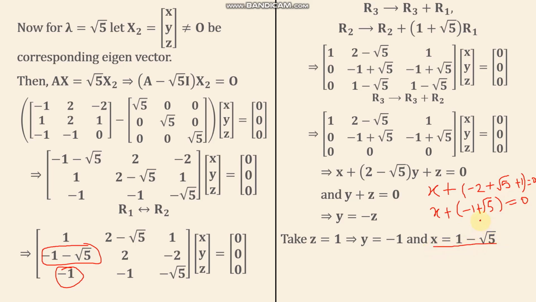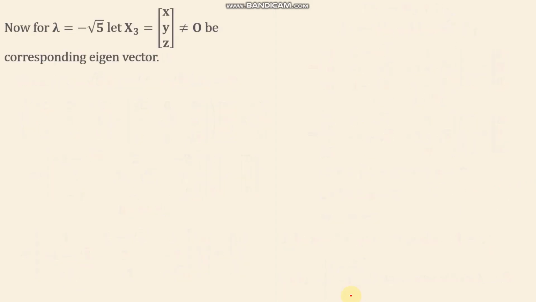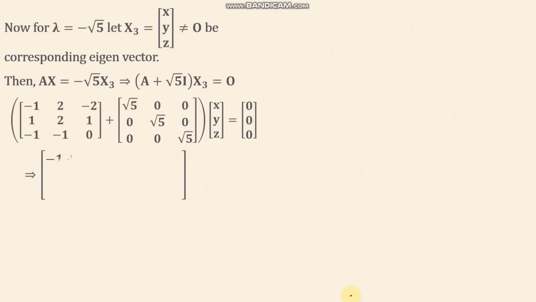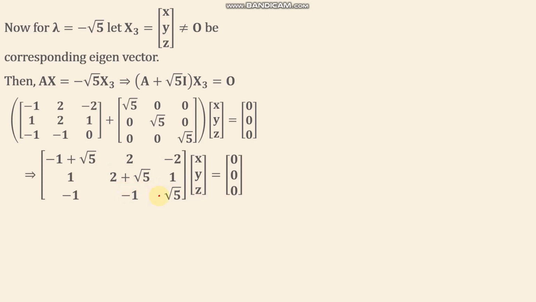You can take this to the other side. So you get the value of x to be 1 minus root 5. So we get the eigenvector corresponding to lambda equal to root 5 to be (1 minus root 5, minus 1, 1), where y is minus 1 and z is 1. Then for lambda equal to minus root 5, again you can do the same things. Make this equation, solve it, reduce it to echelon form.